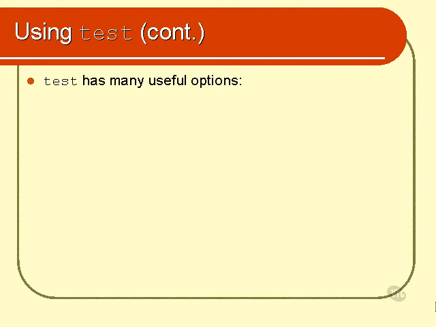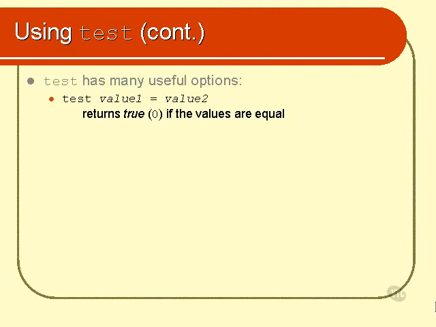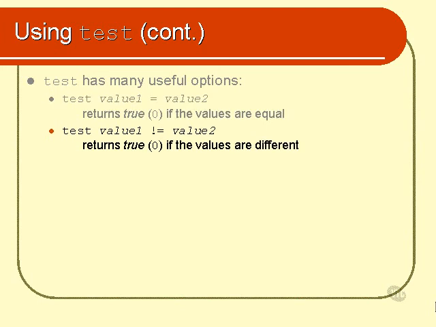So some of the useful options for test are as follows. We've already seen test whether one value equals another. The test will return a 0, which we can interpret as true if the values are in fact equal. And then we've got the not equal or different, which is an exclamation mark before the equal sign.